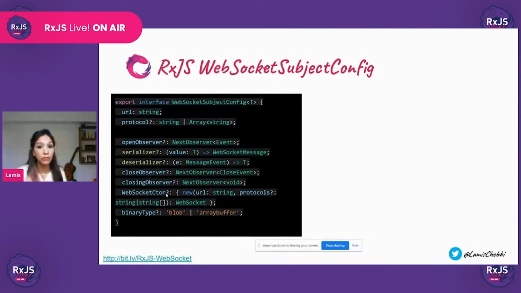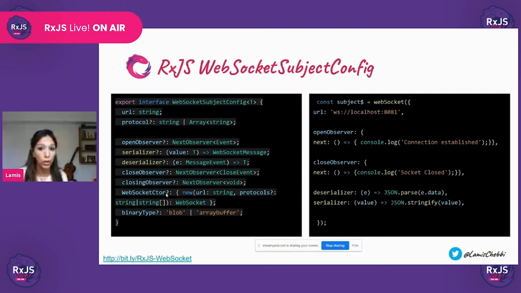And here is an example of using the RxJS WebSocketSubject config. I'm creating my WebSocketSubject by calling the WebSocket factory function, and this time I'm passing a whole object which contains the URL, and the open observer and close observer implementations. I want the system to log, for example, connection established, or socket closed, etc. And you can put whatever behavior you want. And for the deserialization and serialization process, I also put some functions.